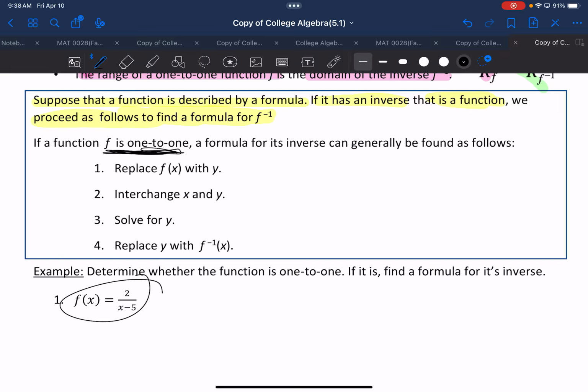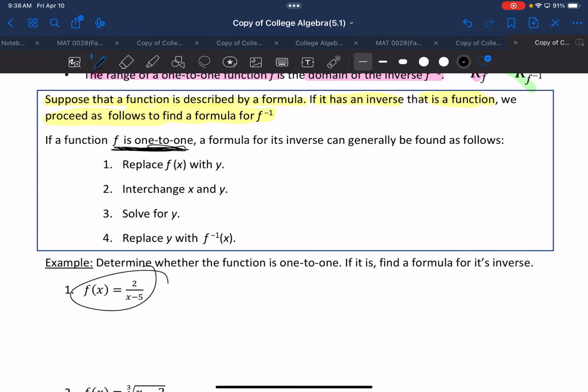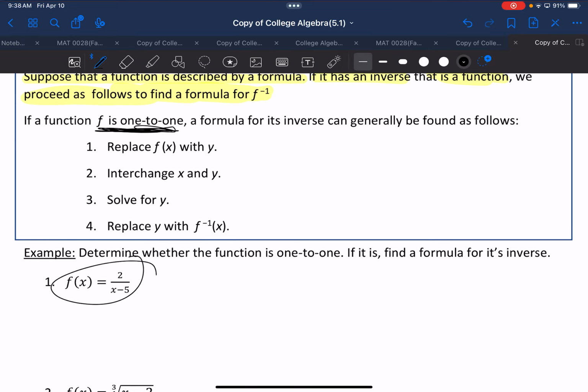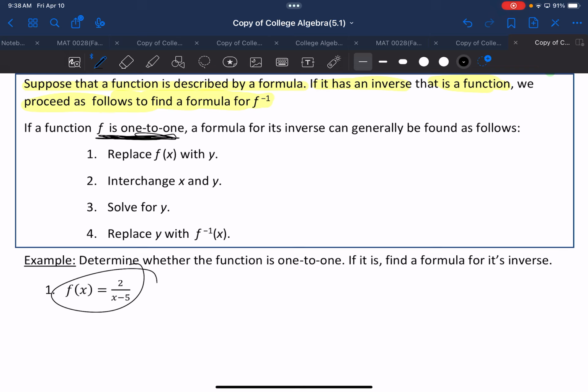You need to determine whether the function is one-to-one. And like I said, it'll ask you in Pearson, is the function one-to-one? Or determine if the function's one-to-one. So you could either graph it in your graphing calculator and use the horizontal line test, or look to see whether it's always increasing or always decreasing. Okay?